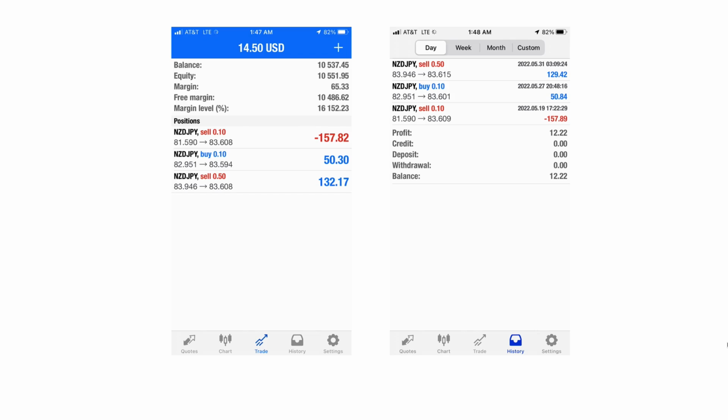I decided I'm getting out. The screenshot on the right shows the actual numbers once I was able to hit the button and get out with a total profit of $12.22. I don't care what anyone says to me. That is not a loss. I had to take a loss of $157, but because I had a $50 profit and $129 profit, it gave me a total net profit of $12.22.